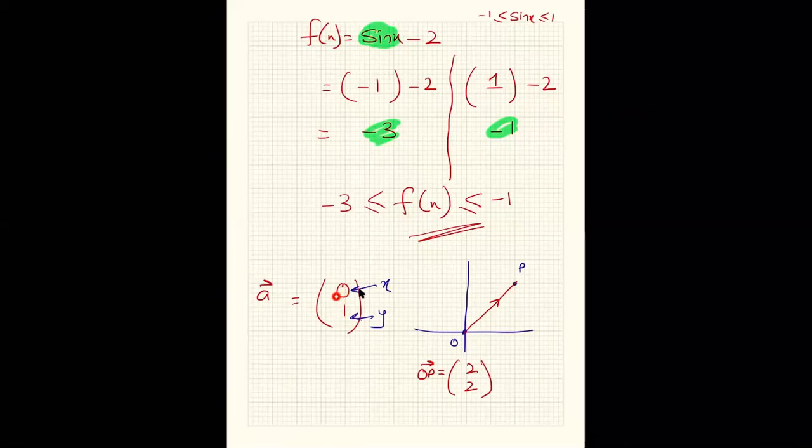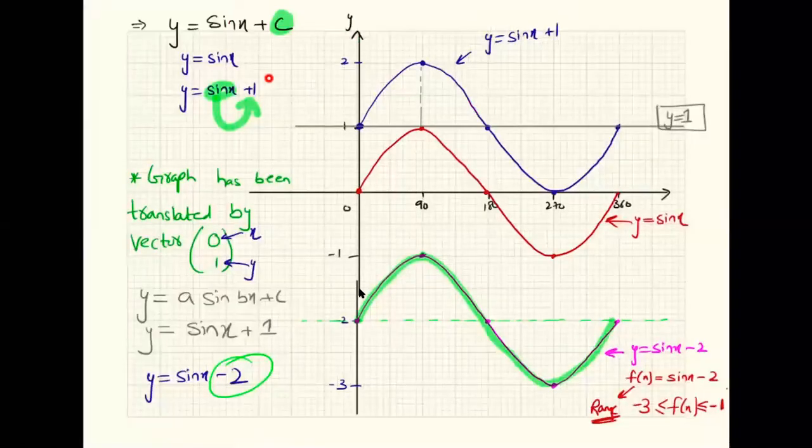Now here I have the column vector 0, 1, which means you don't need to move any distance in the x direction; the only distance you are going to move is in the y direction by 1 unit. So this column vector tells you that in sin x plus c, this c is only responsible for the movement of the graph in the vertical direction, nothing in the horizontal direction. This type of movement we call translation. The translation happening right now is by the vector 0, 1, which means no movement in the x direction, the only movement is in the y direction by 1 unit.